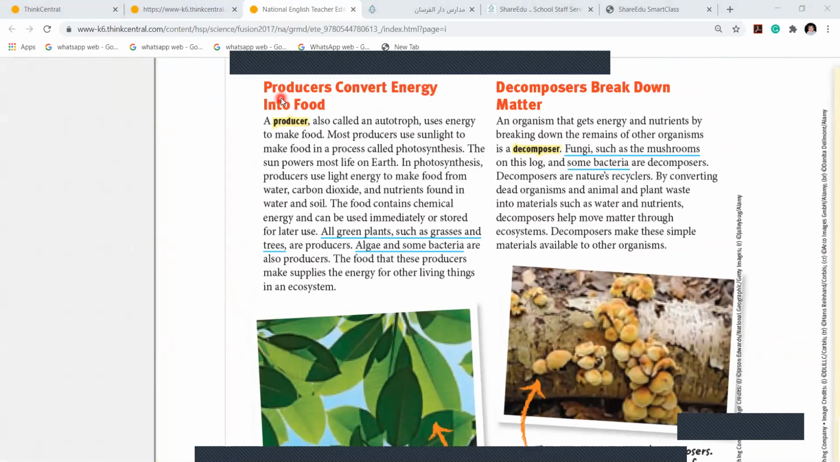Here, producers convert energy into food. A producer is also called an autotroph. Again, this word is new for you, or maybe you have studied before. Producer is called an autotroph. Producers are autotrophs. They use energy to make food. Most producers use sunlight to make food in a process called photosynthesis. The sun powers most life on earth. Continue reading, girls.